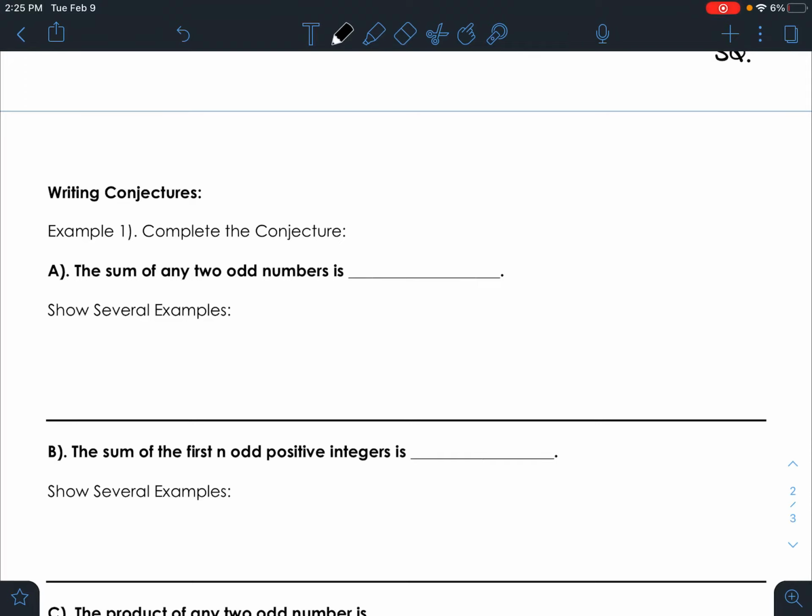Okay, so for our next step, what we're going to be doing is writing conjectures. We're going to be making conclusions based off of patterns, okay? So on the first one, it says that we just need to complete the conjecture, okay?